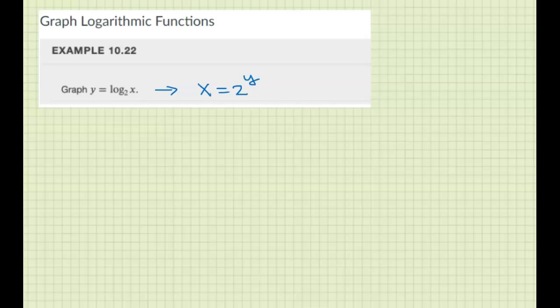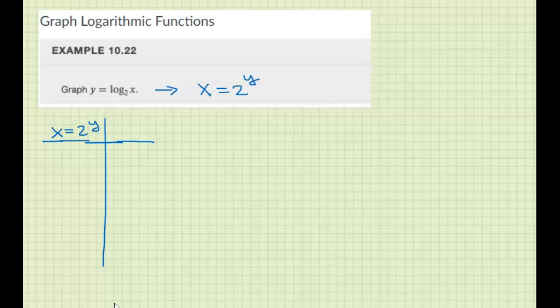So we're going to make a table of this. x equals 2 to the y. This is my formula. Notice that when I switched it over to exponential form, it's x equals a function of y rather than y equals a function of x. So things are switched around. This is sort of inverses, right?